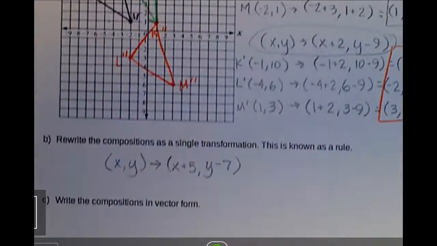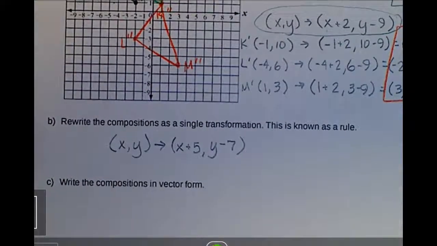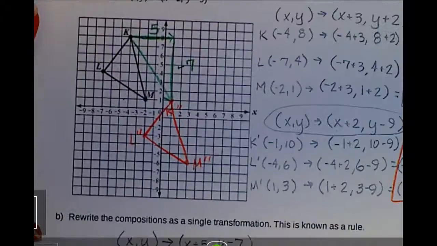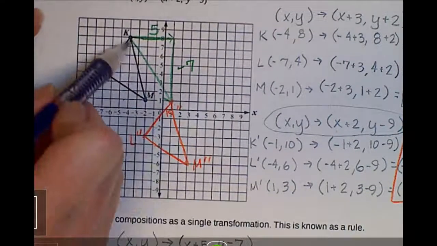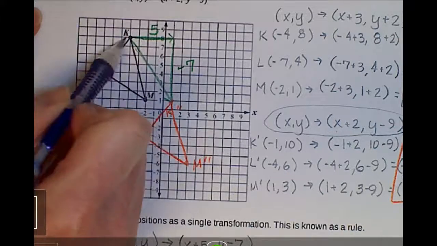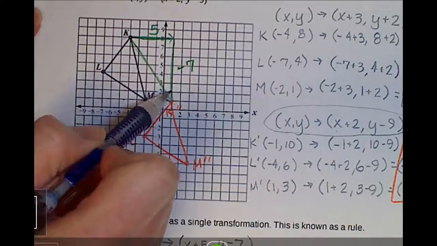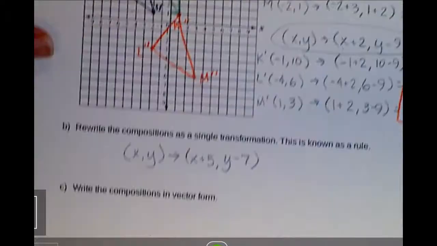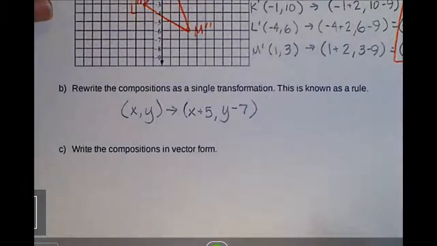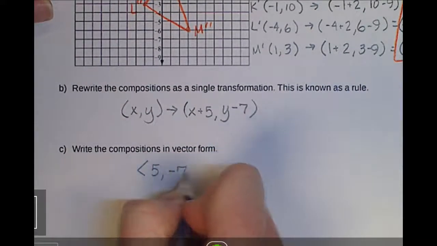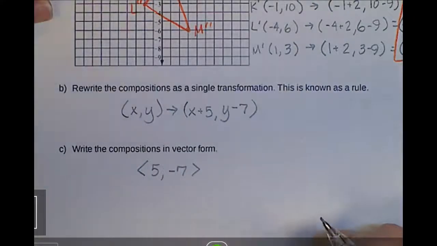The last part asks us to write the composition in vector form. So we want to know how far we moved with this vector. We already broke this vector down into its components of right 5, down 7. So all we have to do is write these numbers in vector form. And that's going to look like this. And that's your final answer for that.